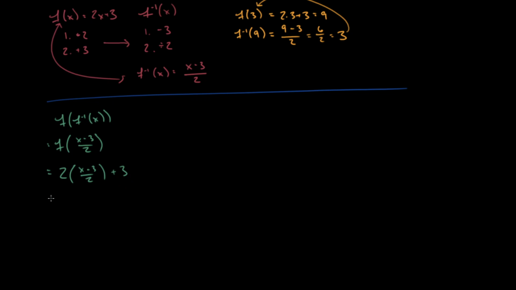And if I simplify this, 2 divided by 2 is just 1, so this is x minus 3. And I add 3 to it, and I just get x. So this makes sense, because these functions undo each other. If I plug in a value, and I take f of f inverse of it, I should get x. I should get the same thing that I plugged into it. And the same goes if I take f inverse of f of x, because these two functions, since they are inverses of each other, will undo each other.